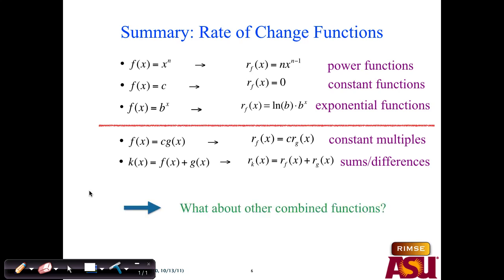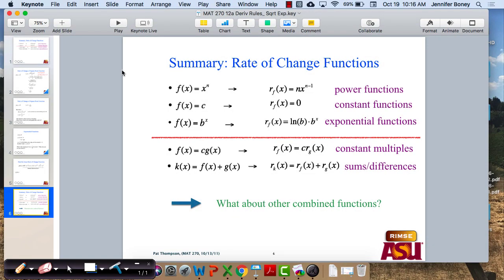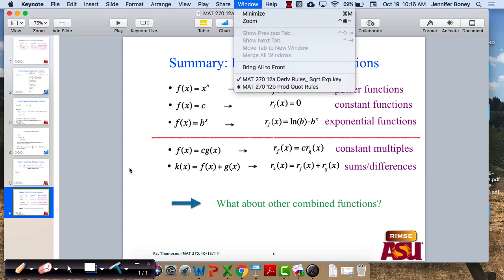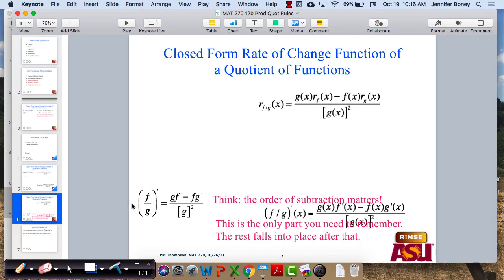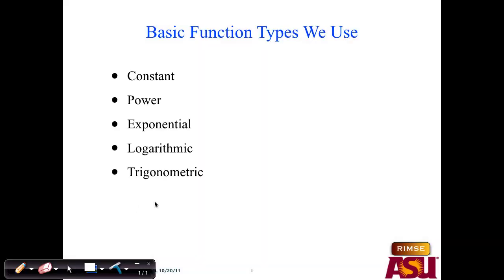What I want to talk about more, instead of just the individual function types, is other ways you can combine function types. So far we've talked about taking a known function and multiplying it by a constant, a coefficient, or taking two or more functions and adding or subtracting them. So what we need to talk about is, what if I multiply functions together? And not that I can't, but maybe I don't want to do the multiplication.